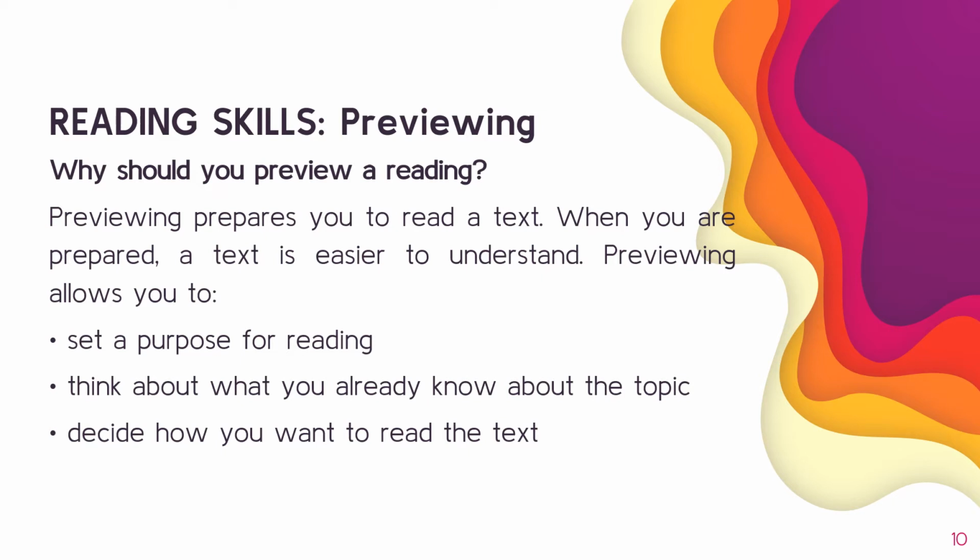We will think about what we already know about the topic. For example, if we are talking about a scientific text and we have previous information, we will already recall it from our brains, our cognitive frames and schemata. It also helps us to decide how we want to read the text.